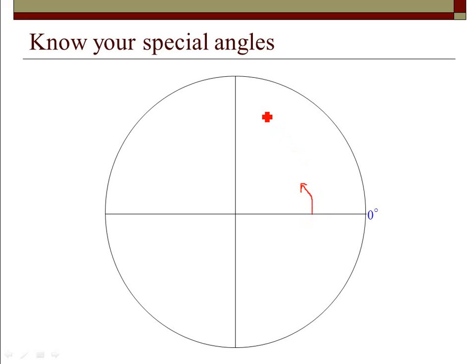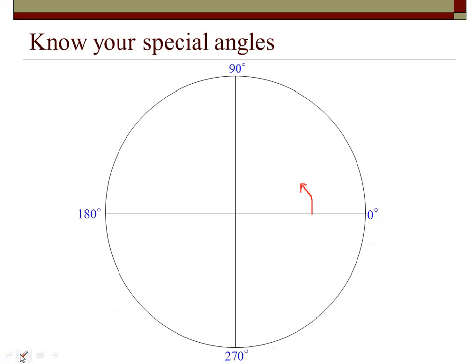Then when we get up this angle up here, we're at 90 degrees. Going around half a circle is 180. Going around 3/4 of a circle is 270. And if I came back to the beginning, I'd have a full circle at 360.